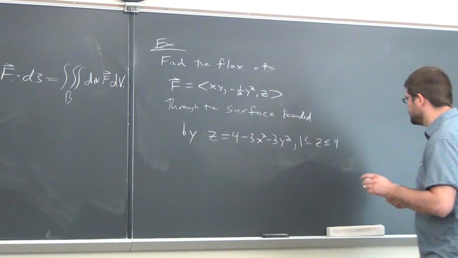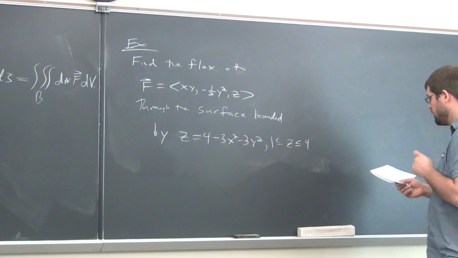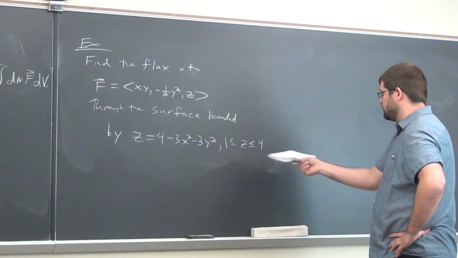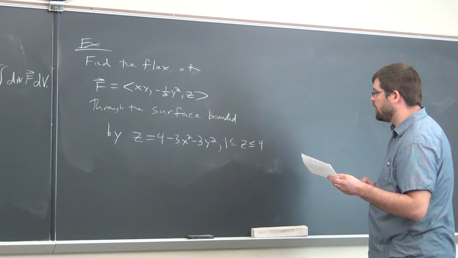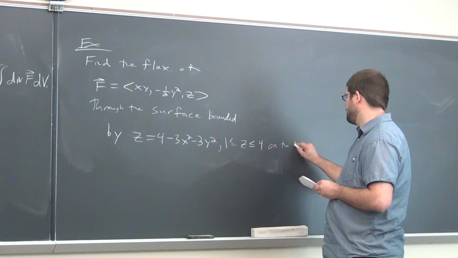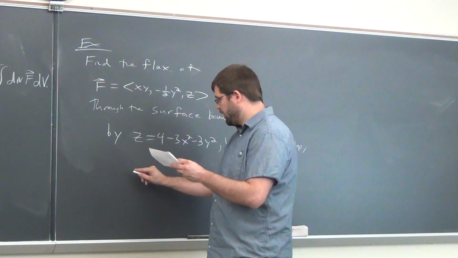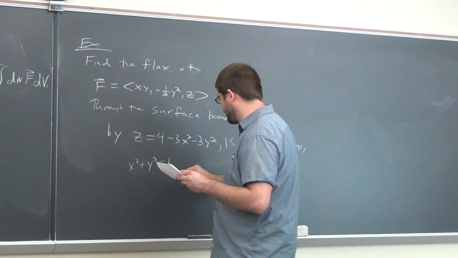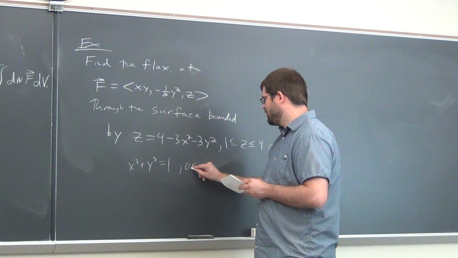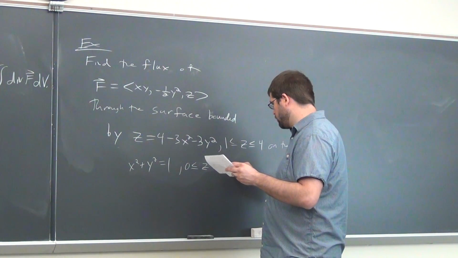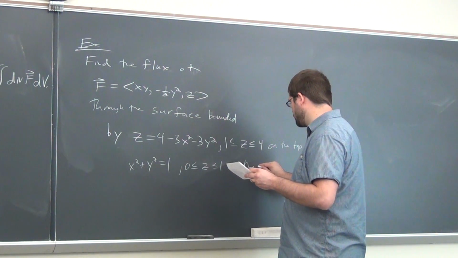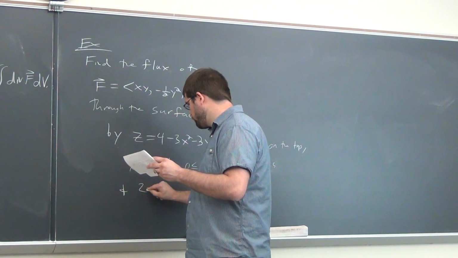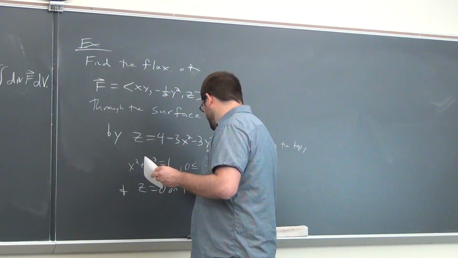We'll look at what this looks like in a second. Let me make sure everything's okay. Well, let me write it down. I don't trust what I wrote down. Bounded by this on the top, x squared plus y squared equals 1, with 0 less than or equal to z, less than or equal to 1, on the sides. Let's draw this and make sure this makes sense before we do any work. And z equals 0 on the bottom.